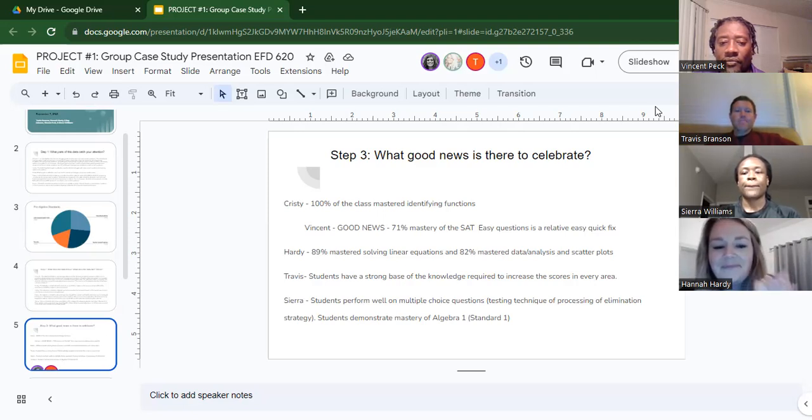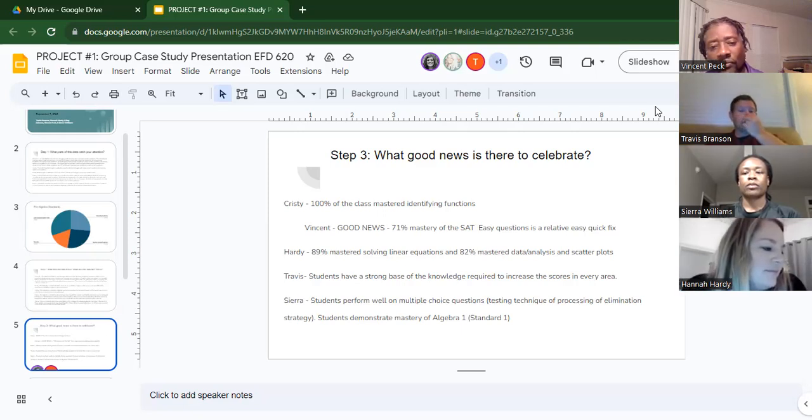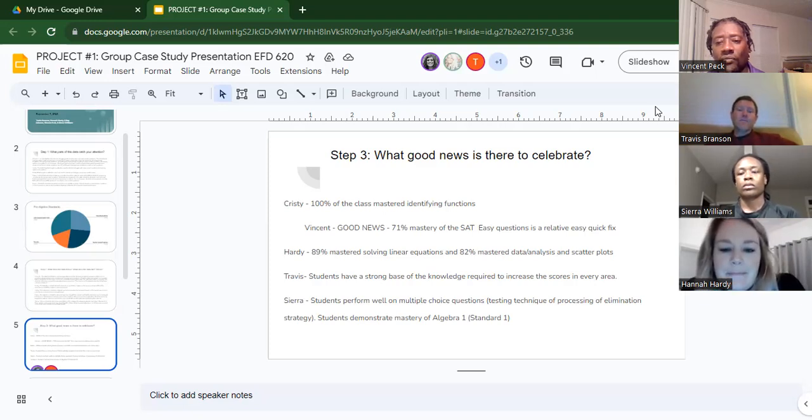Again, the students have a pretty strong base of the knowledge required to increase the scores in every area. And to piggyback on what Sierra was talking about, you don't know that I teach at a Title I school and I also teach special ed. We have a lot of underprivileged kids, and you don't know their background, so that's not indicated on this chart. Miss Esperanza might be doing a pretty good job, and we just don't know it.